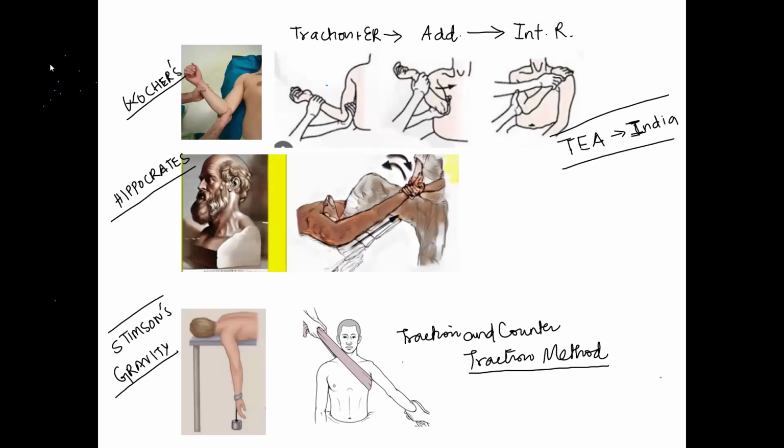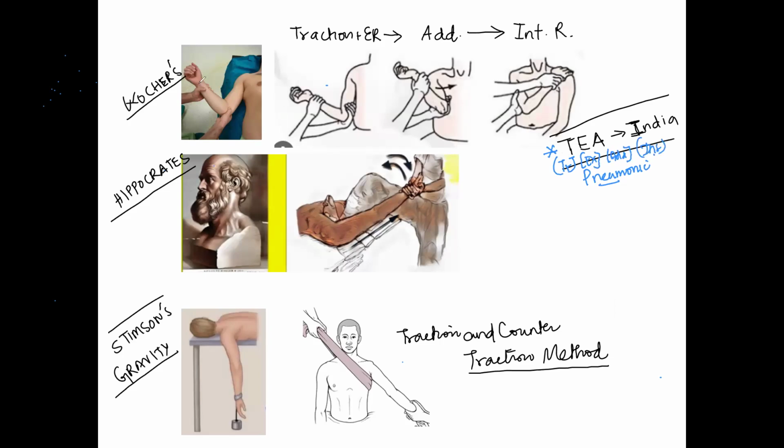So this is your Kocher's method. Kocher's method is very important. What we do in the Kocher method, you remember by the mnemonic T-ADD-I. T is we give traction in line with the deformity, then we do external rotation, then adduction, then internal rotation. By this, the shoulder should get reduced.